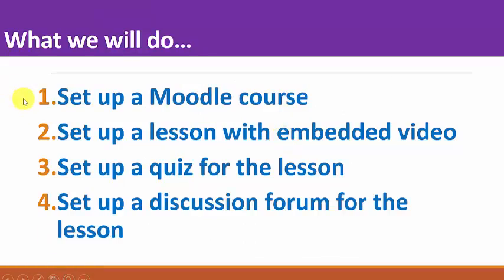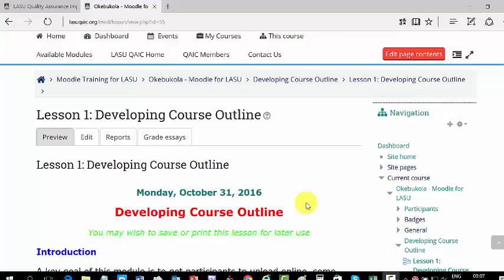So what have we done so far? We've done number 1. We've set up the Moodle course. We've done number 2. We've set up the lesson. And we have embedded the video. What's next? What is next is we want to set up a quiz for the lesson. Yeah, so let's see how we set up a test, a quiz for our students. It's quite interesting, very straightforward, but needs a little bit of care.